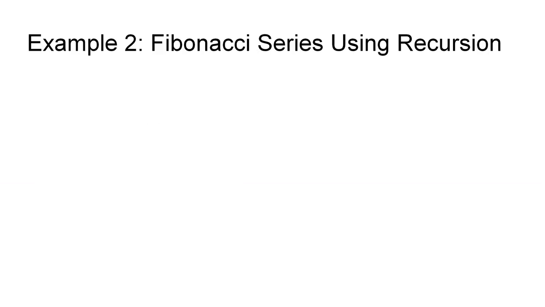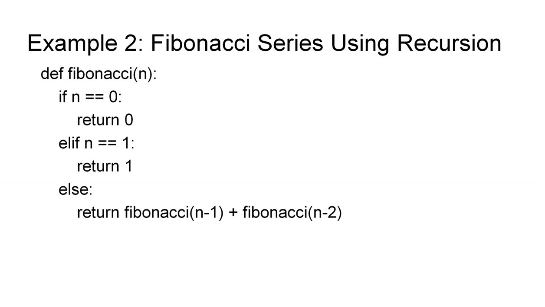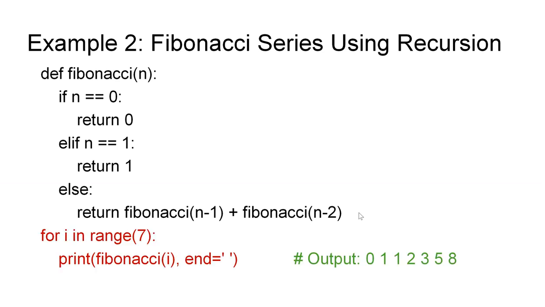The second example we are going to see is a Fibonacci series using recursion. And I am defining Fibonacci of n. If n equal to 0, it will return 0. If n equal to 1, then it will return 1, or else it will return Fibonacci of n minus 1 plus Fibonacci of n minus 2. So if I am printing for i in range of 7, it will take the value from 0 to 6, and it will repeat the recursive function Fibonacci of n, and it will give you the output.